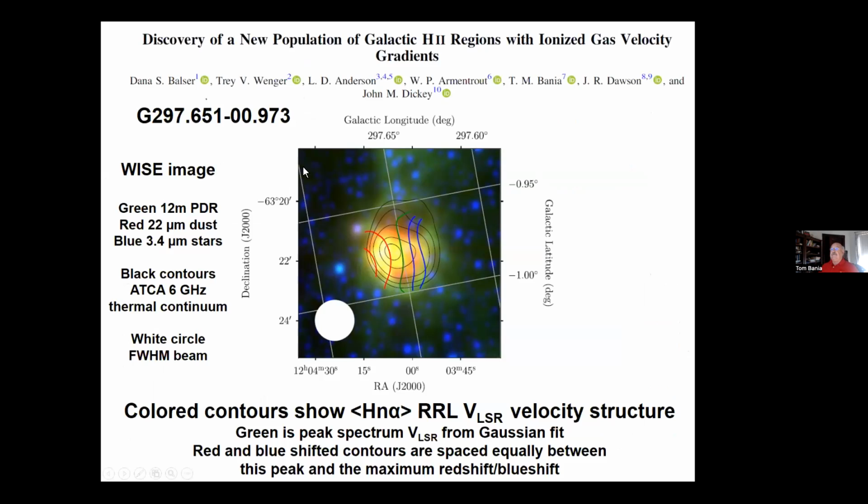Another result is our discovery in the southern hemisphere, SHRDS originally, but now elsewhere, of a sample of H2 regions that have a strong velocity gradient. So here's a WISE image, and the black contours are the continuum, and the curves are curves of constant velocity, where green is the spectral line, the recombination line velocity at the centroid of the emission. And then as you go across, the peak velocity changes off of this. This could be an outflow. This could be a couple of other things that we are exploring.